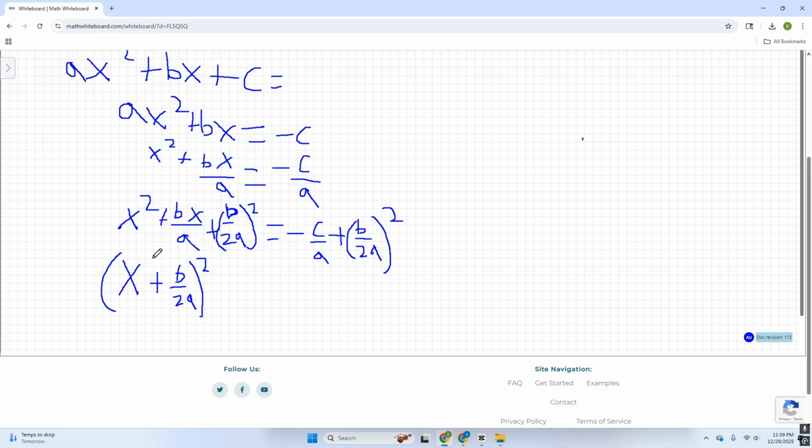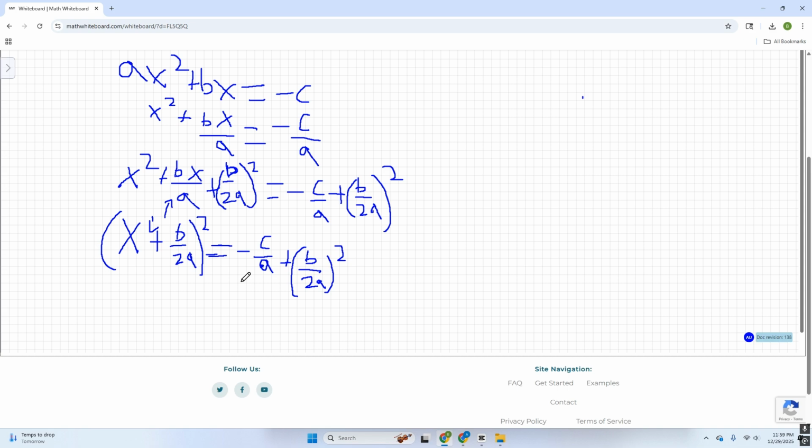And this is just this in factored form, and that's why we complete the square. So this is actually equal to this. Sorry, my drawings are kind of sloppy.